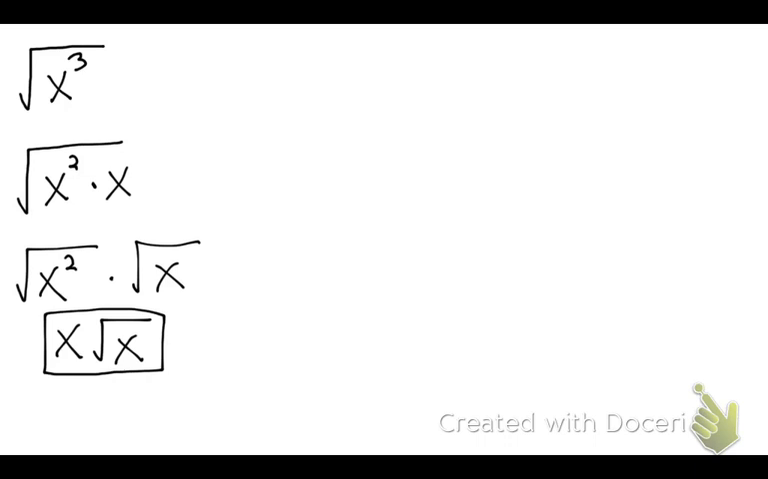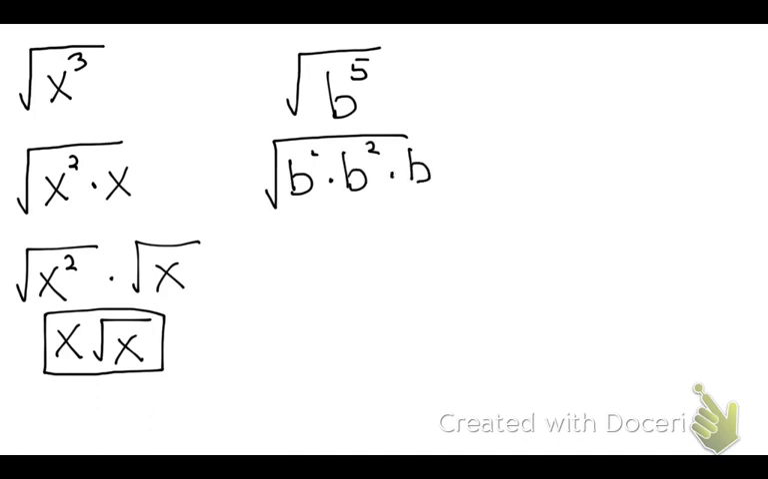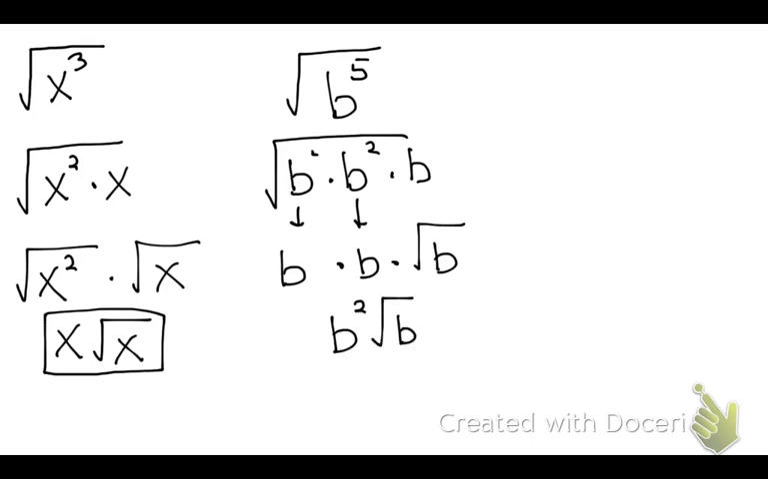Let's try another one. The square root of b to the fifth. And I'm going to do this two ways. The first way would be to think about this in terms of squares. This is b squared times b squared times b. And we know the square root of b squared is just b, and the square root of b squared again is just b, times the square root of b.